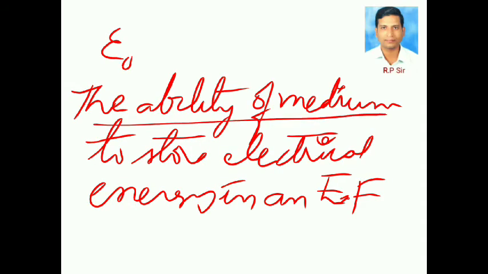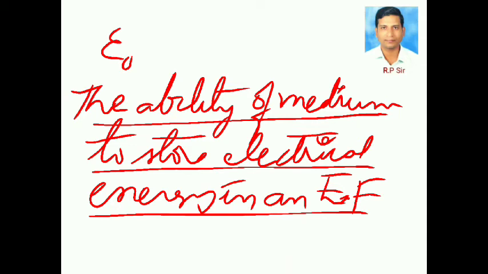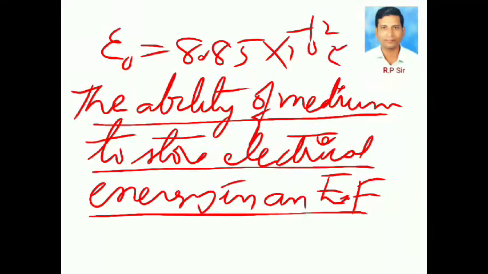Now, what is permittivity of free space? The ability of a medium or substance to store electrical energy in an electric field is called permittivity. The permittivity of free space has a value equal to 8.85 into 10 power minus 12 Coulomb square per Newton meter square.